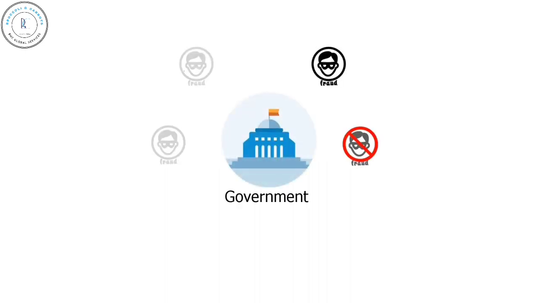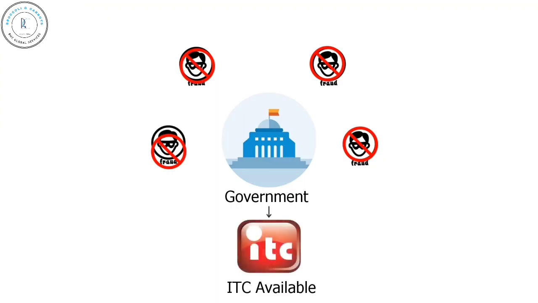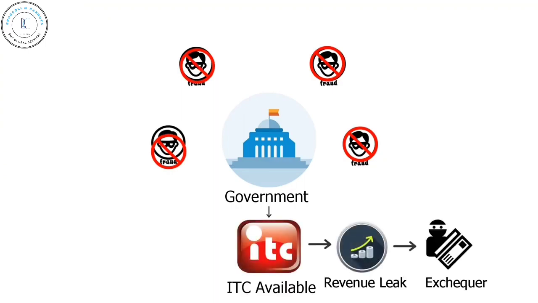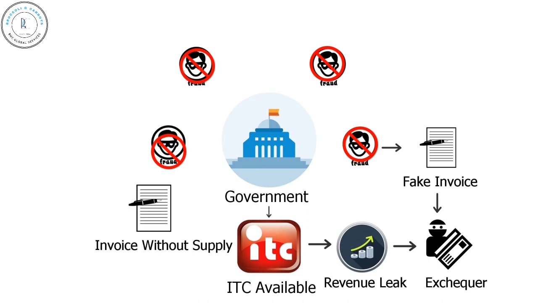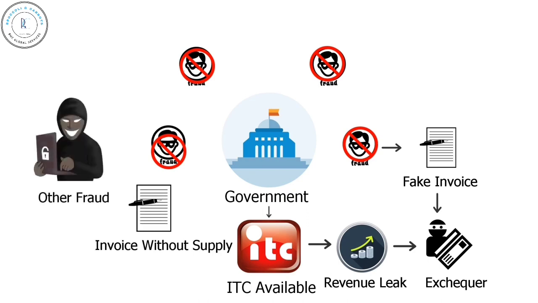Today we shall be discussing Rule 86A, which blocks the ITC under GST. In the recent past, the government has unearthed multiple cases of fraudulent input tax credit being availed, which has caused leakage of revenue of the exchequer, due to the issuance of fake invoices, issuance of invoice without supply, and other fraudulent activities.